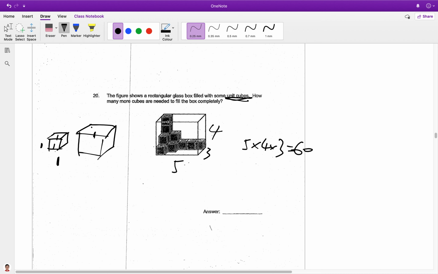How about the volume which is already occupied? Well, we can calculate. So it's 1, 2, 3, 4, 5, 6, 7, 8, 9, 10, 11, 12, 13, right? Then the volume not occupied is 60 minus 13, which is 47. So this is the volume we need to fill into the box. If we want to fill with this unit cube, which has volume 1, we just use 47 divided by 1. We know that we need 47 unit cubes.